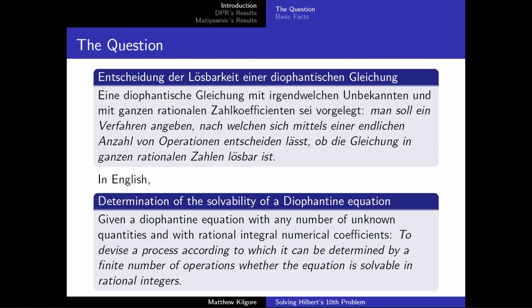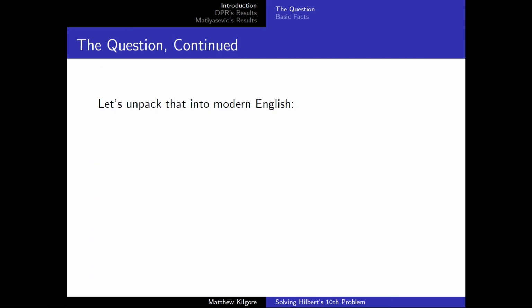What could that even mean? I mean, seriously, rational integers? Isn't that a tautology, practically? Let's unpack it into modern English. By a rational integer, we just mean an integer. Apparently that was what the Germans called integers at the time.